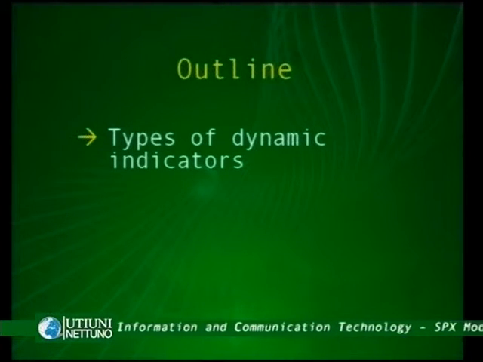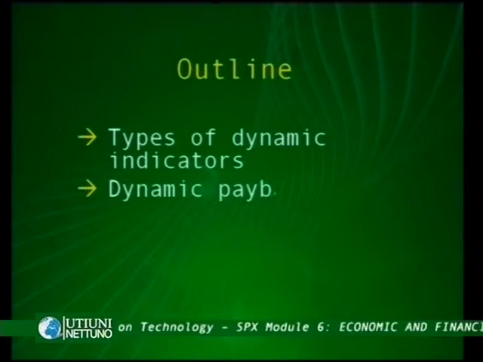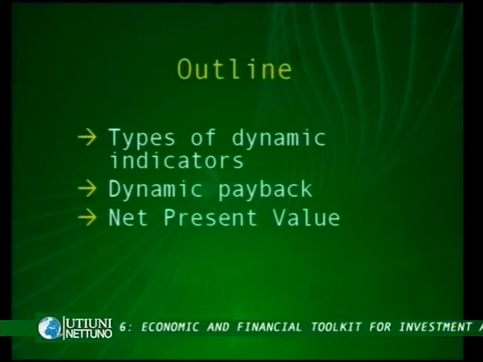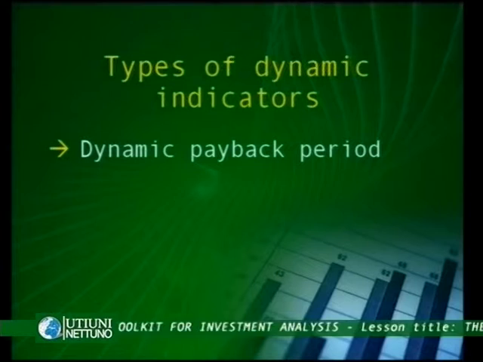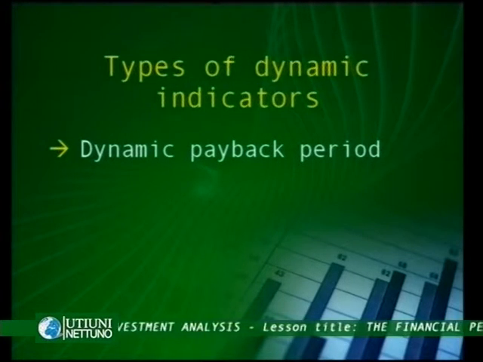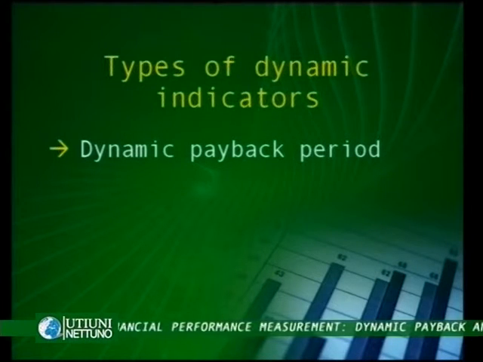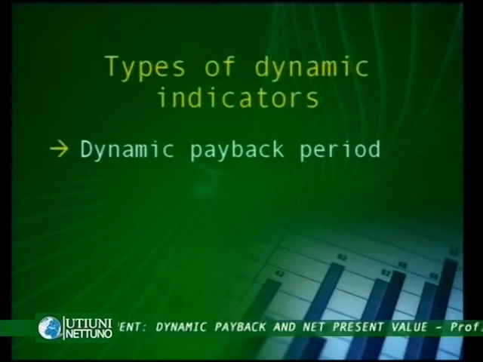First of all, we'll talk about the different types of dynamic indicators, and then we'll focus on dynamic payback and on net present value. So we have 4 main types of dynamic indicators for financial measurement that we'll analyze in this class and in the next class. The first one is dynamic payback period. The dynamic payback period is equivalent to the payback period that we have already analyzed in previous classes, but the difference is that this time the cash flows are discounted.